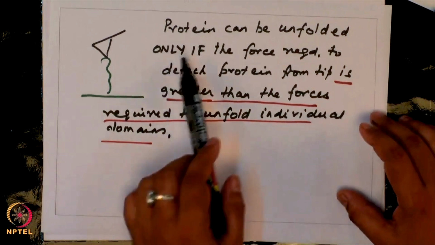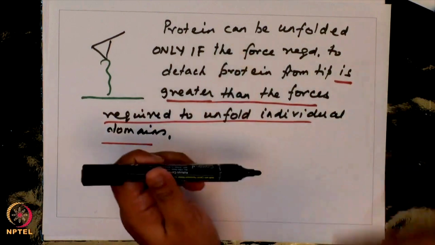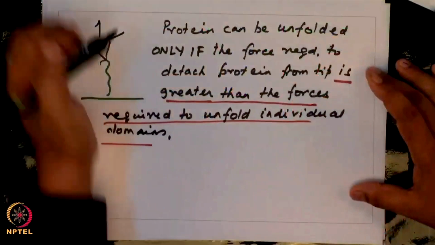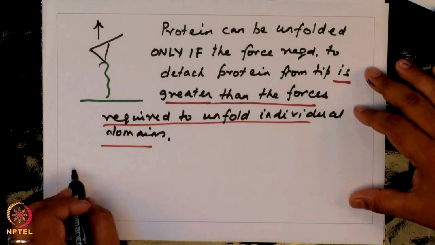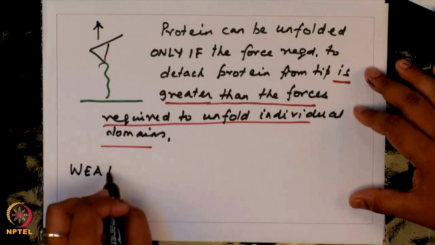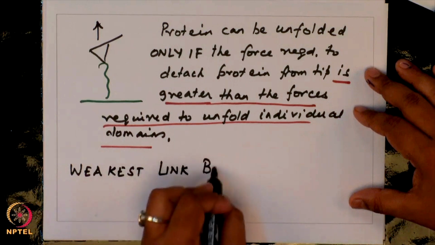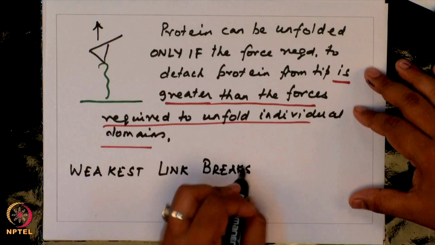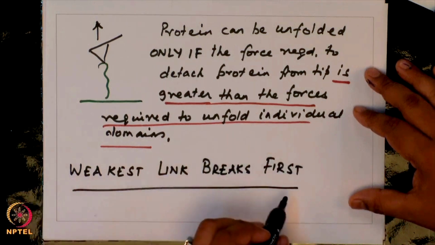Okay. So, this is the criteria. Let us read it again. Protein can be unfolded only if, so when I say protein can be unfolded, I mean that the unfolding signature is observed in the experiment. Protein can be unfolded only if the force required to detach protein from the tip is greater. So, this is a system of springs connected in series, so it is always that the weakest link breaks first.